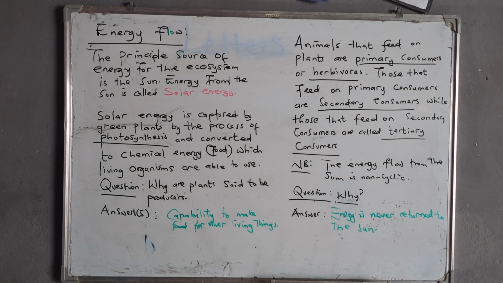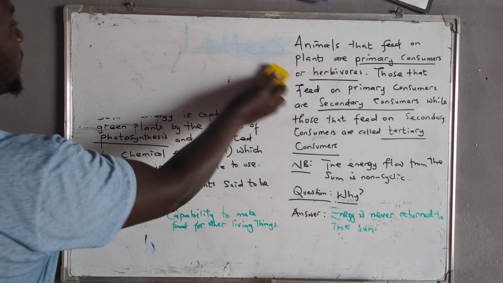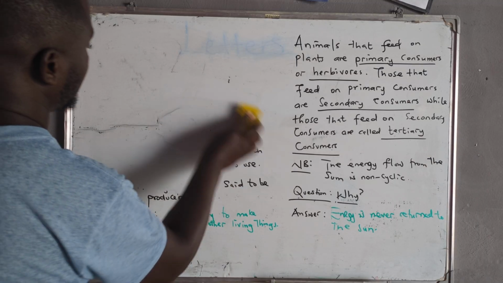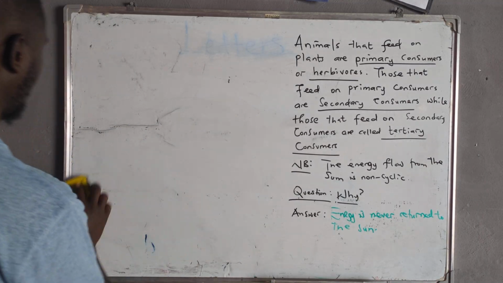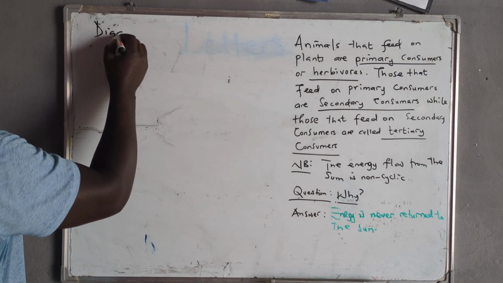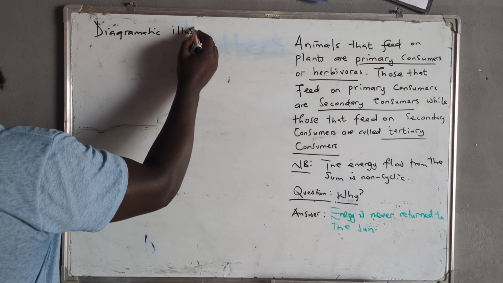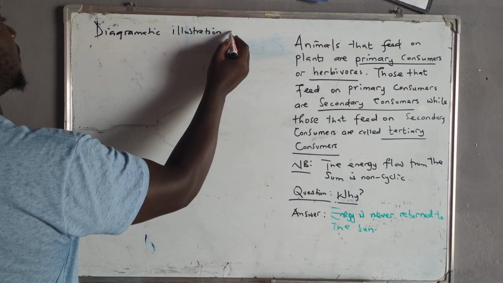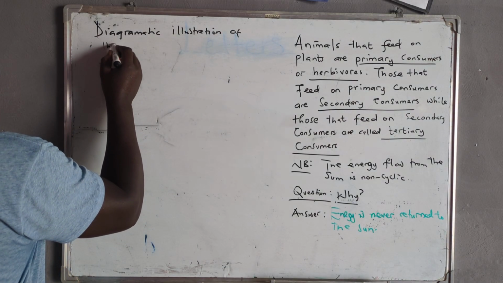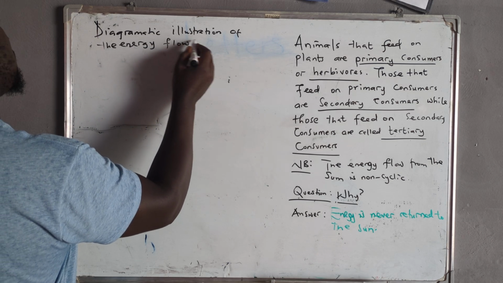Right, so now we can understand one point, and we can talk about the energy flow chain. Looking at the energy flow chain, this is how it's going to look. This is just a diagrammatic illustration of the energy flow chain.